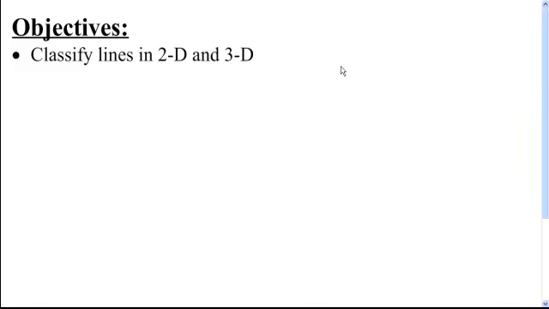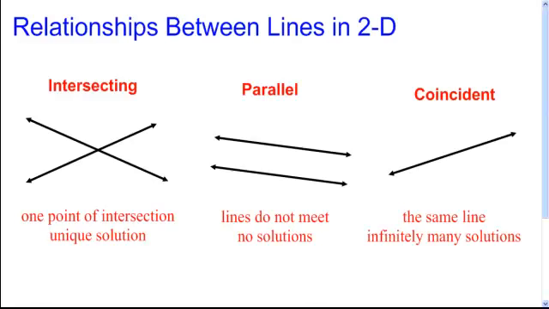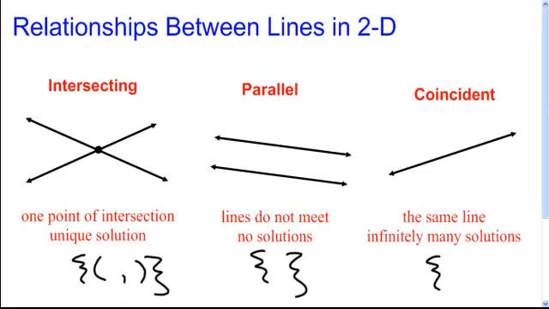In this video, we are going to be classifying lines in both 2 dimensions and 3 dimensions. We'll start with a quick review in 2 dimensions. We can either have intersecting lines, where there's one point of intersection, and we get one specific unique solution, which is that coordinate point. They can be parallel, where they do not meet, so there are no solutions. Or they're coincident, which means a line that falls on top of itself, so there's an infinite number of solutions to that system of coincident lines.